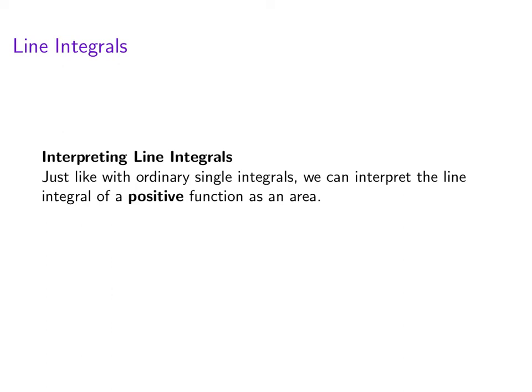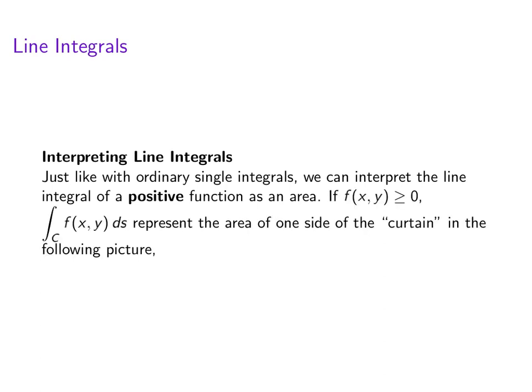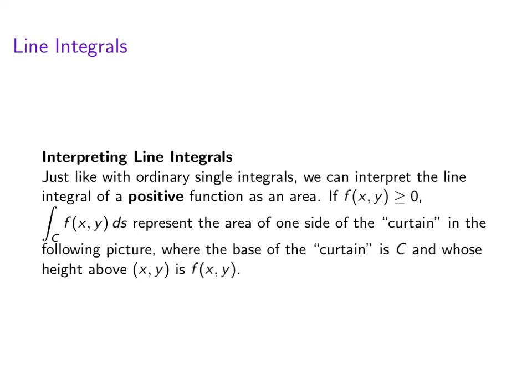Now the last thing we want to do is give an interpretation of line integrals. Just like with single integrals, we can interpret the line integral of a positive function as an area. If we have a function f, which is non-negative, then the line integral along C of f of x, y ds will represent the area of one side of the curtain in the following picture. The base of the curtain is the curve C, and the height of the curtain above the point x, y is f of x, y.